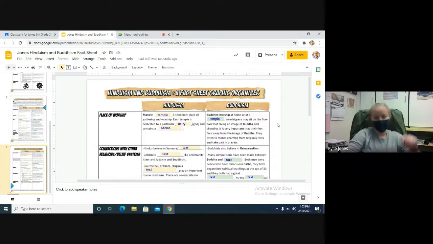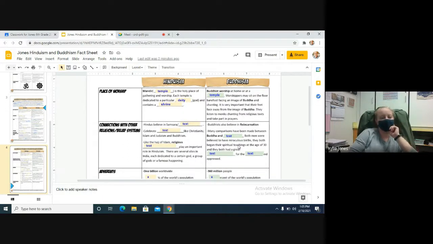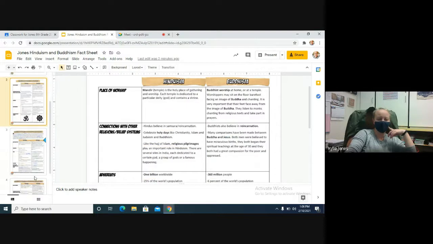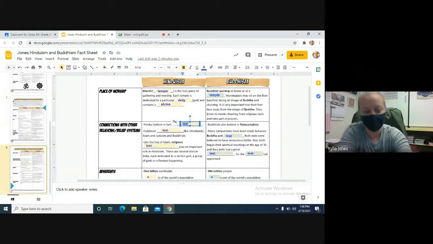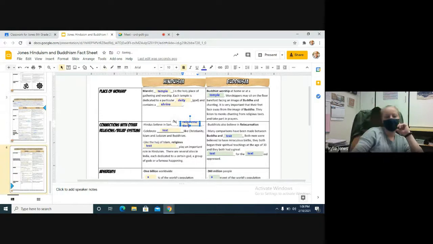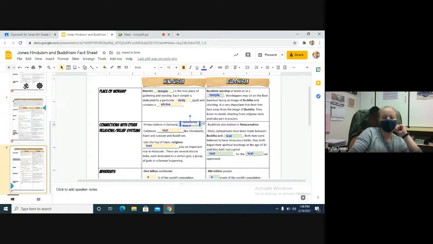Okay. All right. Let's look at our next box. The connections with other religions and other belief systems. It says, part 1, Hindus believe in samsara, which is what? Good. Reincarnation. So samsara is reincarnation.